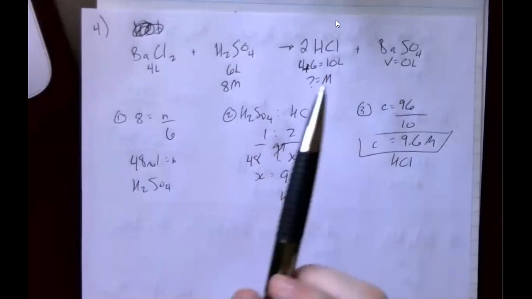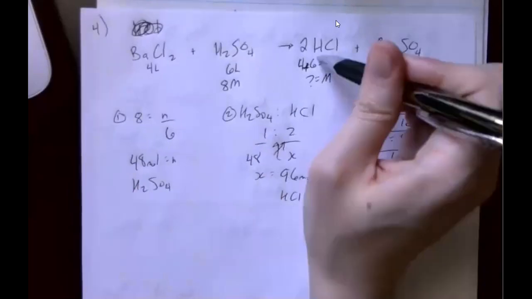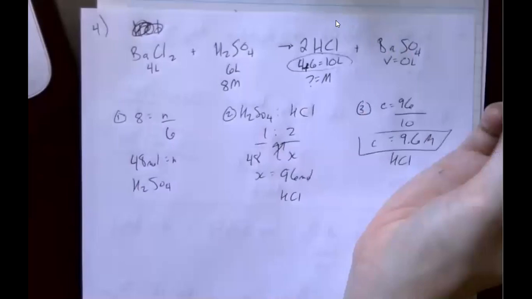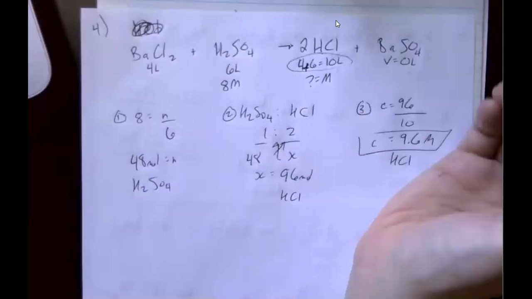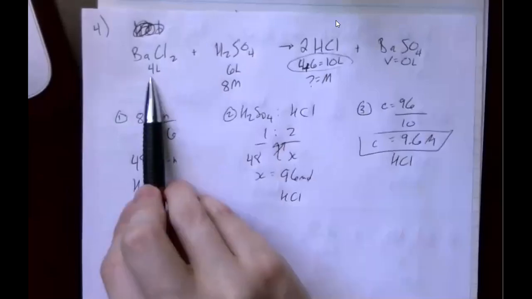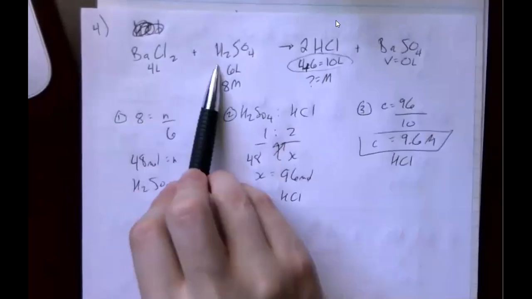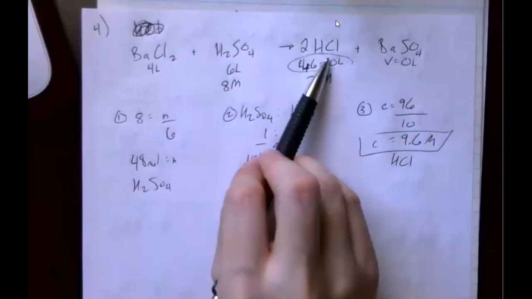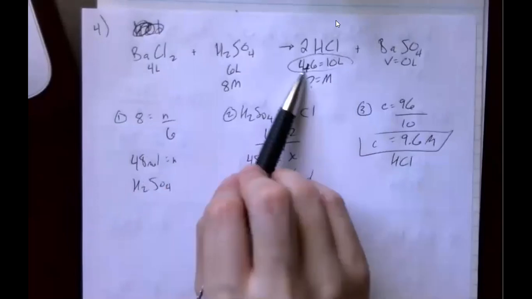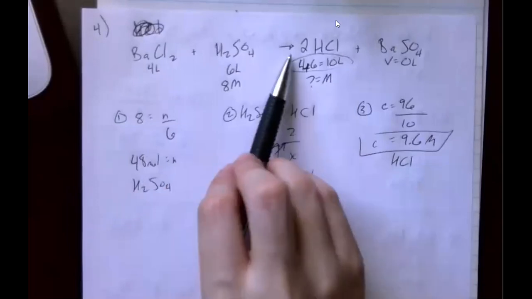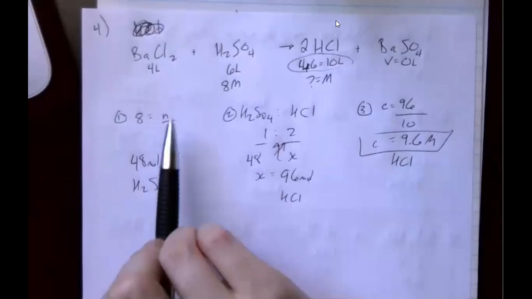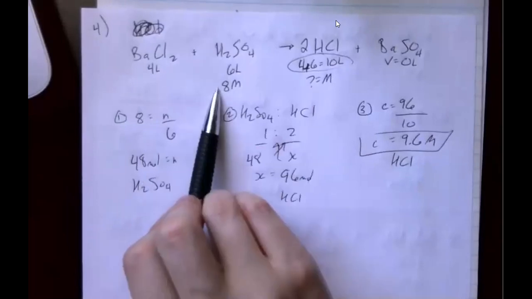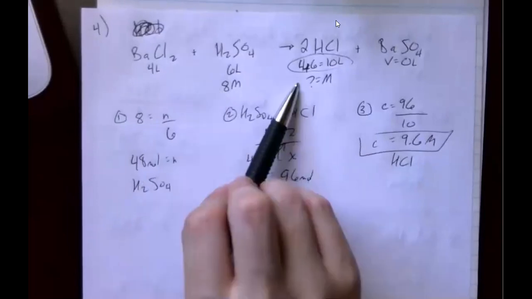The one trick here is that you have to realize that that means your volume of hydrochloric acid that you make is 10 liters, because you have the 4 liters from the barium chloride and the 6 liters from the sulfuric acid. Since none of that is becoming precipitate, we are assuming all 10 of those liters are becoming hydrochloric acid. It then gave us the concentration of sulfuric acid and asked for the concentration of our hydrochloric acid.